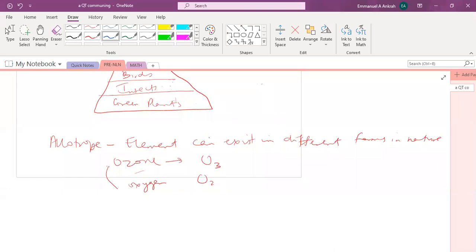All right, page 250. Number 47. As the angle of incidence of a ray of light striking a mirror increases, the angle of reflection will A, increase, B, decrease, C, remain the same, D, first increase and then remain constant.